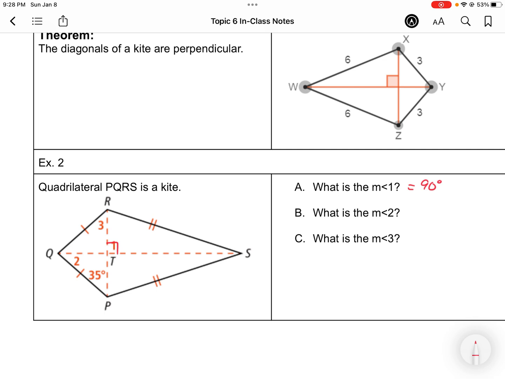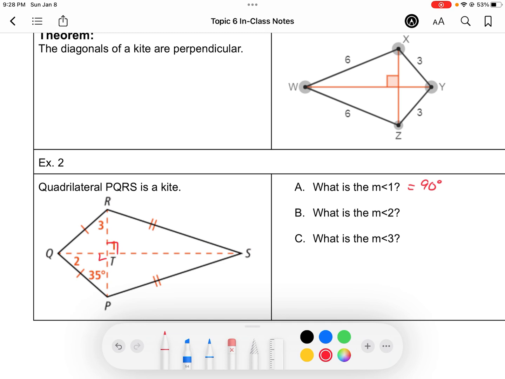Then it says, what is the measure of angle 2? Well, this is also a 90-degree angle. So if I highlight that triangle specifically, angle 2 here is one of the other acute angles in that right triangle. Well, angle 2 plus 35 plus 90 has to equal 180.